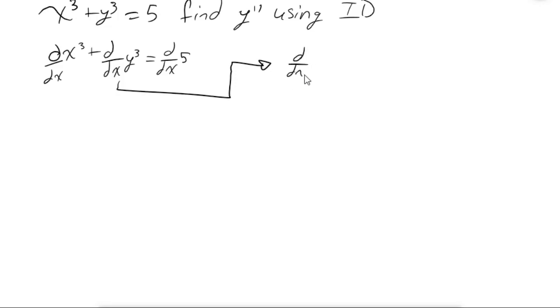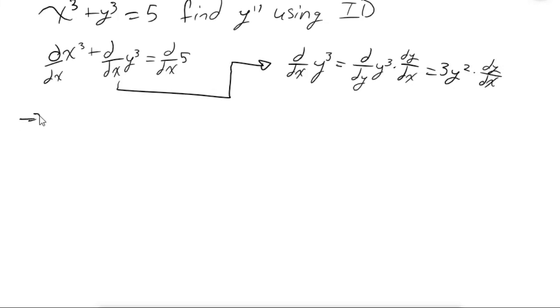So the derivative with respect to x of y cubed is the same as the derivative with respect to y of y cubed, multiplied by the derivative of y with respect to x. And the derivative of y cubed with respect to y is simply 3y squared, and we will keep our dy/dx.